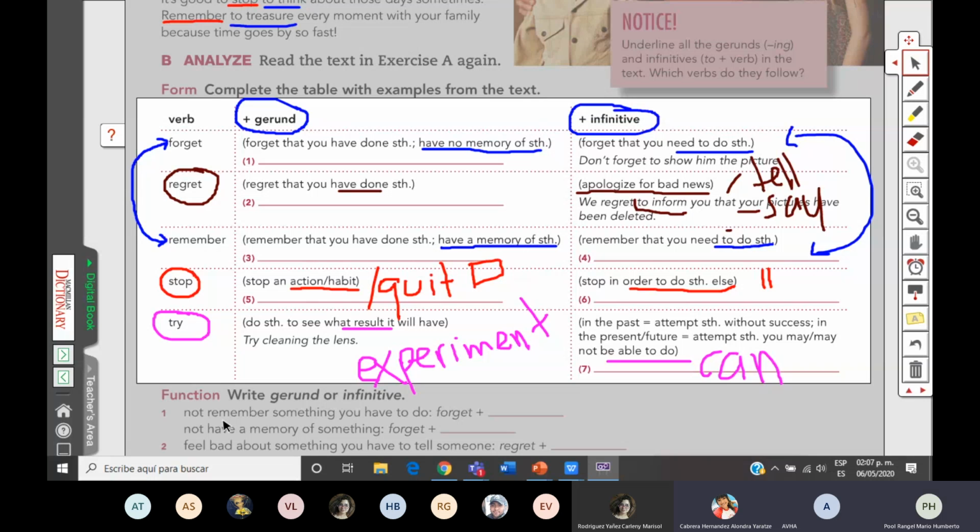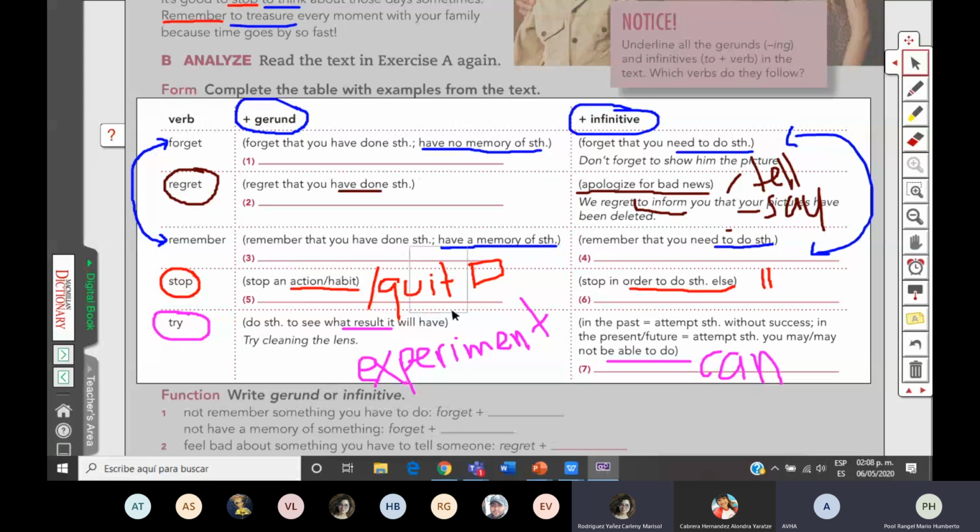Y en try, ok. El try con ing, try with gerund, is to, as an experiment. Desde aquí vamos a ver qué pasa. Maybe you are cooking brownies, right? You're making brownies and somebody tells you, try putting some cinnamon. Let's see how it tastes. A ver qué sabe. Y con infinitive, try to, es a ver si eres capaz de hacer algo o no. Inténtalo. A ver si puedes.